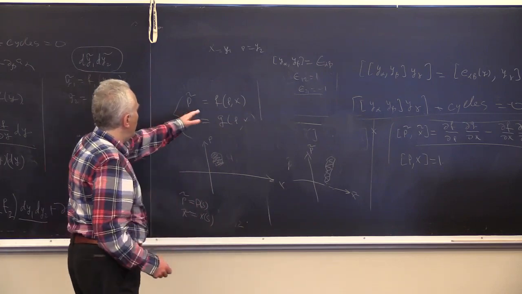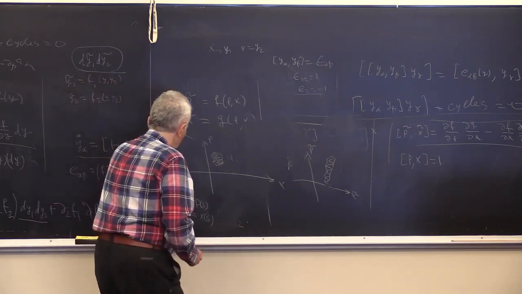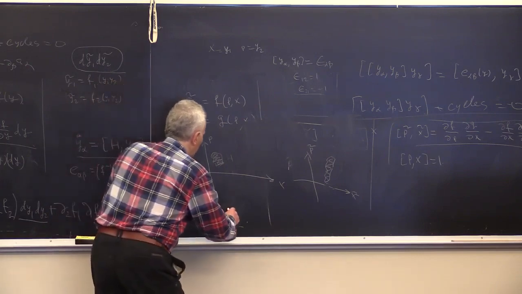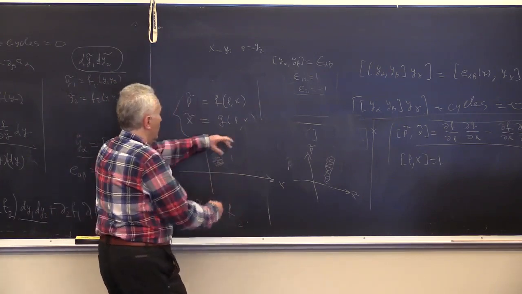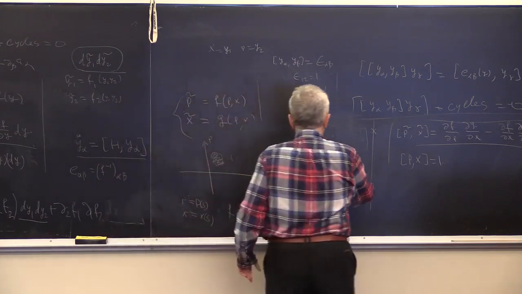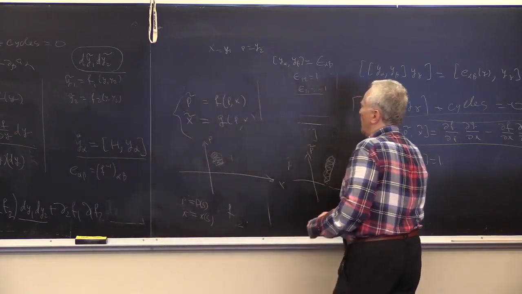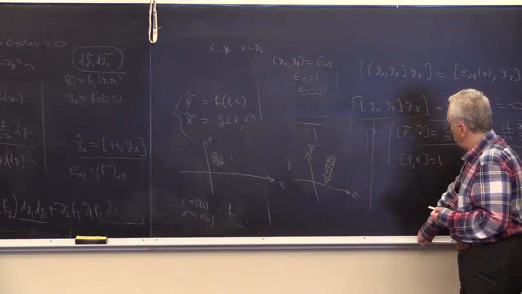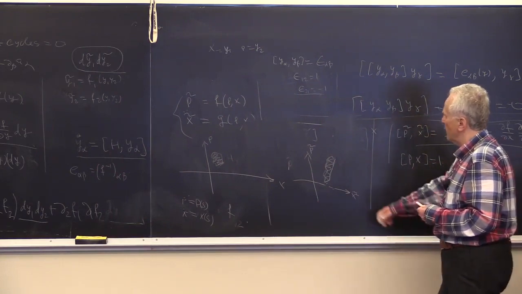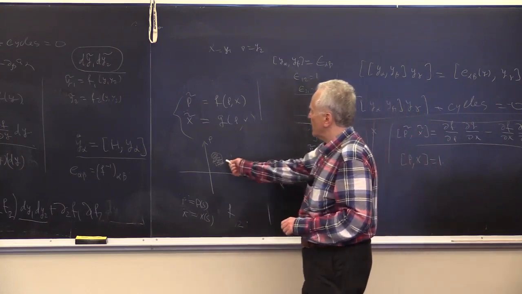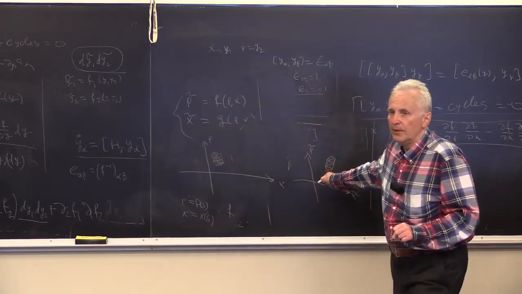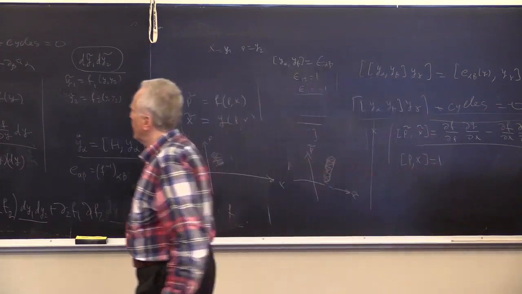And now we make this, well, that's the original. And now we make the transformation, we get a different curve, which is written here. And so what it tells us is that the volume of the original domain is the same as the volume of the final domain.